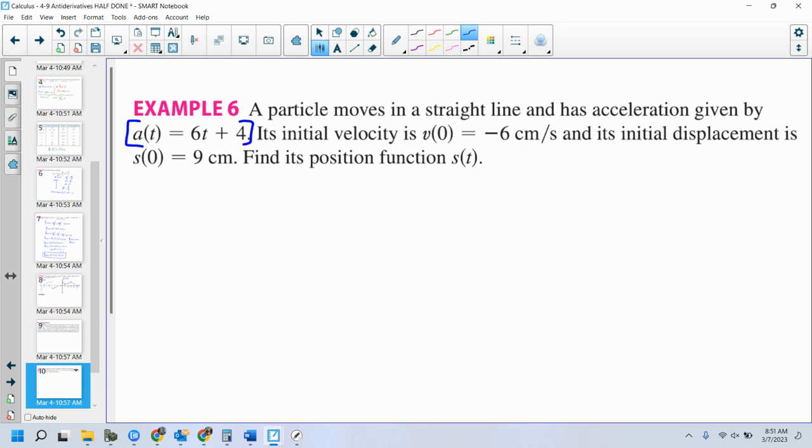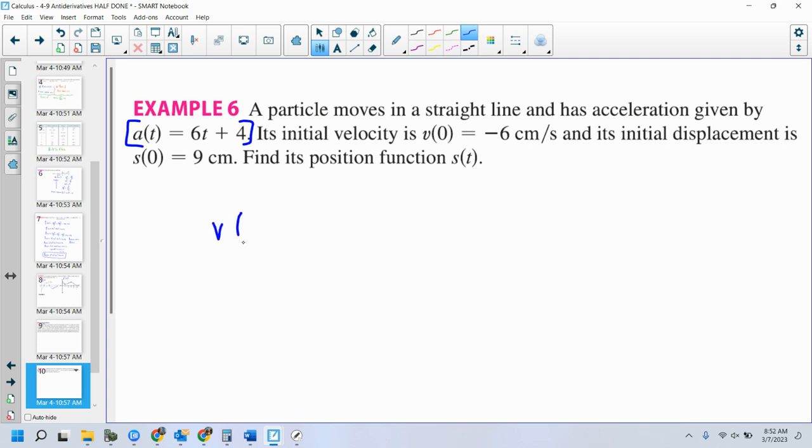And I know that the acceleration is 6t plus 4. The original displacement is 9 centimeters, and I had to have given this some initial velocity of negative 6 centimeters per second. Let's figure out all those functions. Let's figure out the velocity and then the position as well.